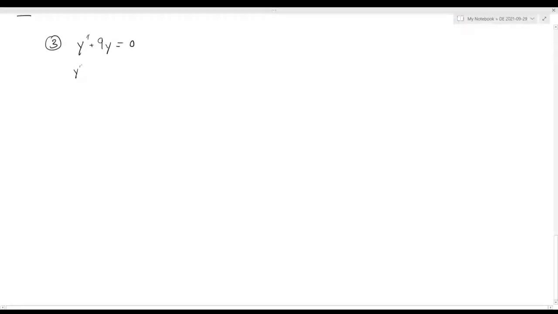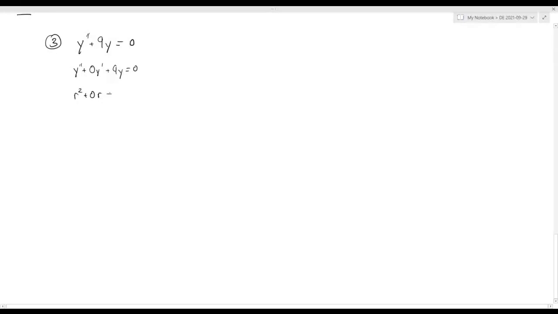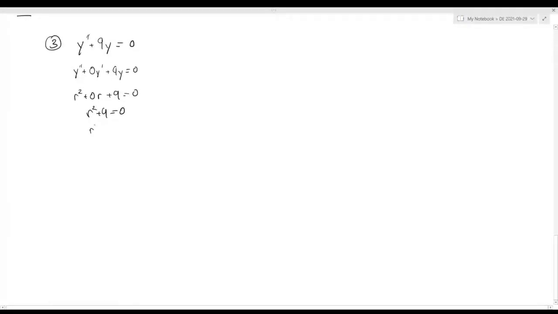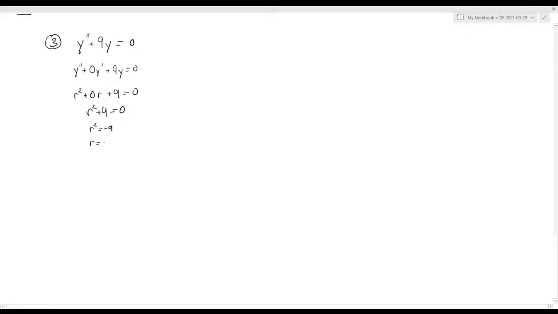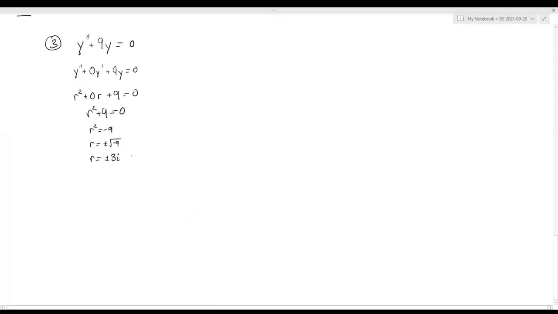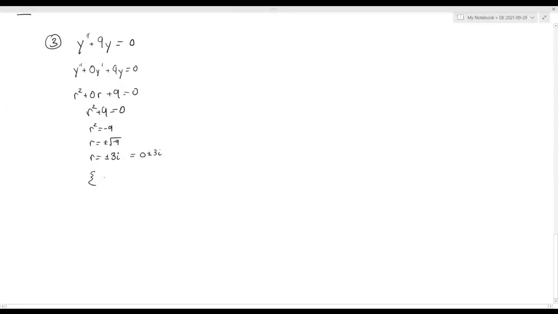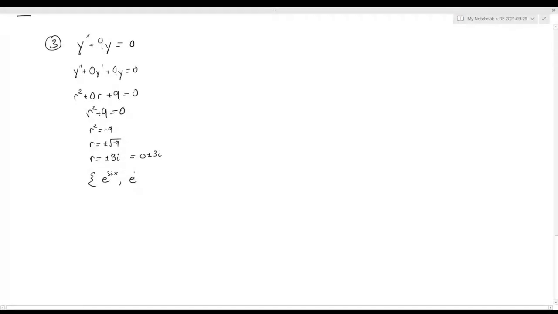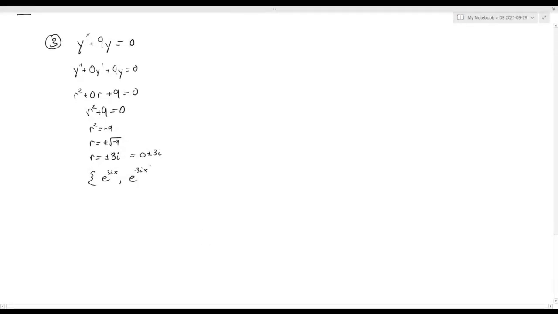We could write this as y double prime plus 0 times y prime, just in case you missed that, right? So the characteristic equation would be r squared plus 9 is 0. So r squared is -9, so r is plus or minus the square root of -9. It's 3i. So those are complex roots, purely imaginary. The real part is 0. So one fundamental solution set would be e to the 3ix, and the other one is e to the -3ix.